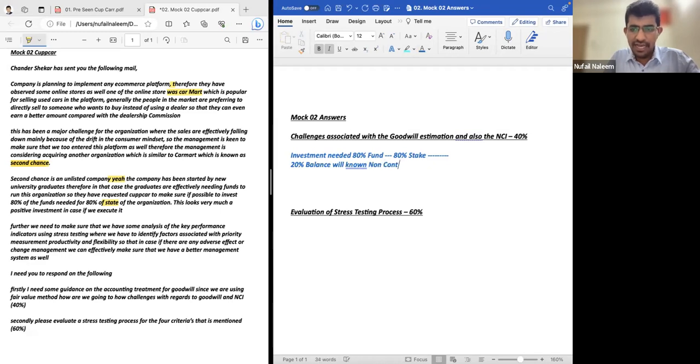Students, are you clear with the idea of what is non-controlling interest? In an organization where a majority investor is there, the non-controlling interest are the balance. The old term for non-controlling interest was minority interest. So minority interest was the old term. I believe everyone has got that clarity.